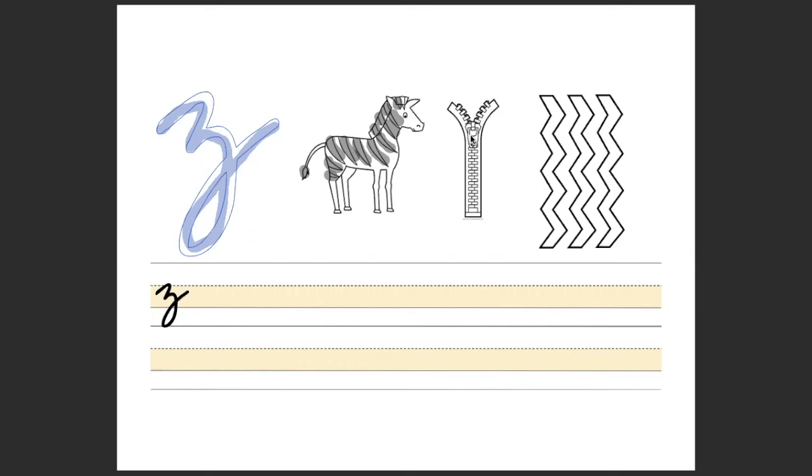What's next? You see this on a lot of clothes, and it helps keep your coat closed when it's cold outside. Do you know what word this is? This is a zipper, and you zip it up to keep you warm. Can you color your zipper? Did you finish coloring your zipper?